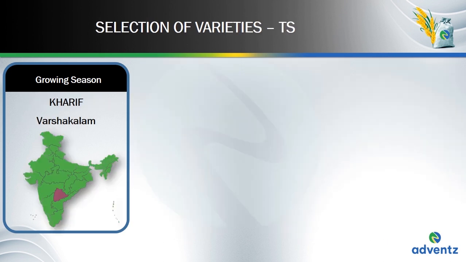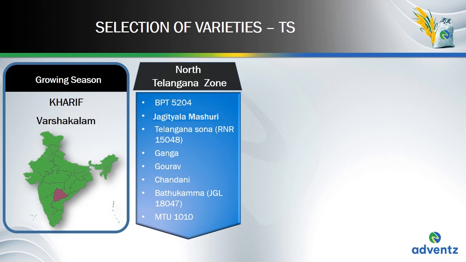The important varieties which are growing in the growing season Kharif or Varshakalam in the North Telangana zone are BPT 5204, Jagatiyala Mashuri, Telangana Sona or RNR 15048, Ganga, Gaurav, Chandani, Batukamma or JGL 18047 and MTU 1010.